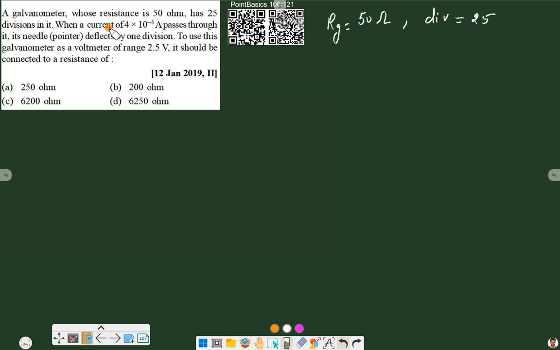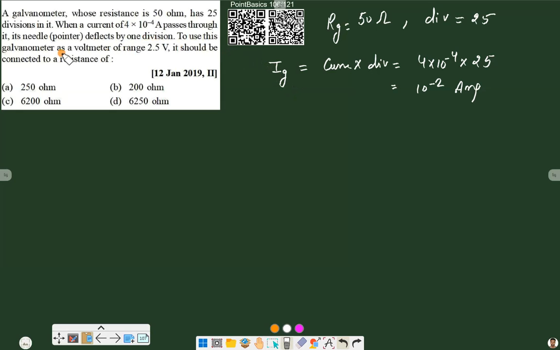It is mentioned that when a current of this value passes through its needle, the needle deflects by 1 division. So we have been given the current sensitivity, and we know that we can find the galvanometer current by multiplying the current sensitivity by the number of divisions. Current sensitivity is 4 into 10 raised to power minus 4, into 25, so it will be 100 into 10 raised to power minus 4, or 10 raised to power minus 2 ampere. This is the maximum galvanometric current that the galvanometer can have.